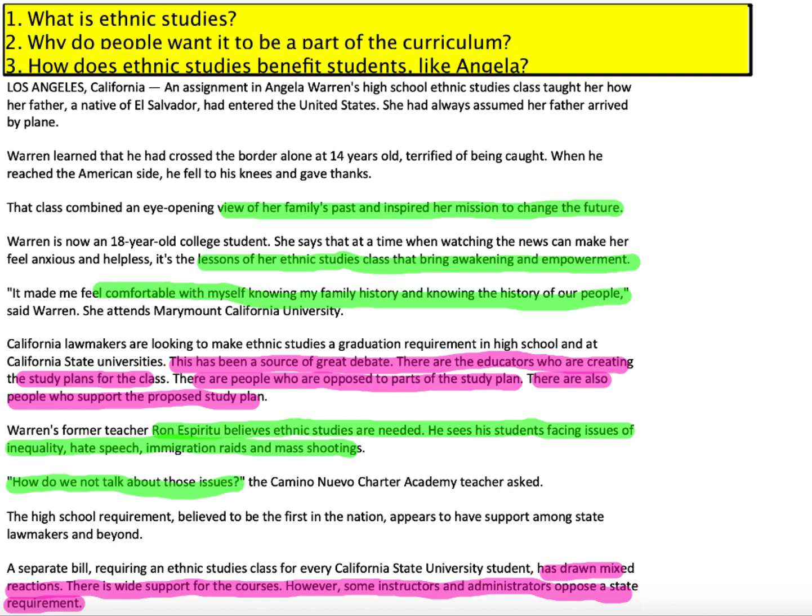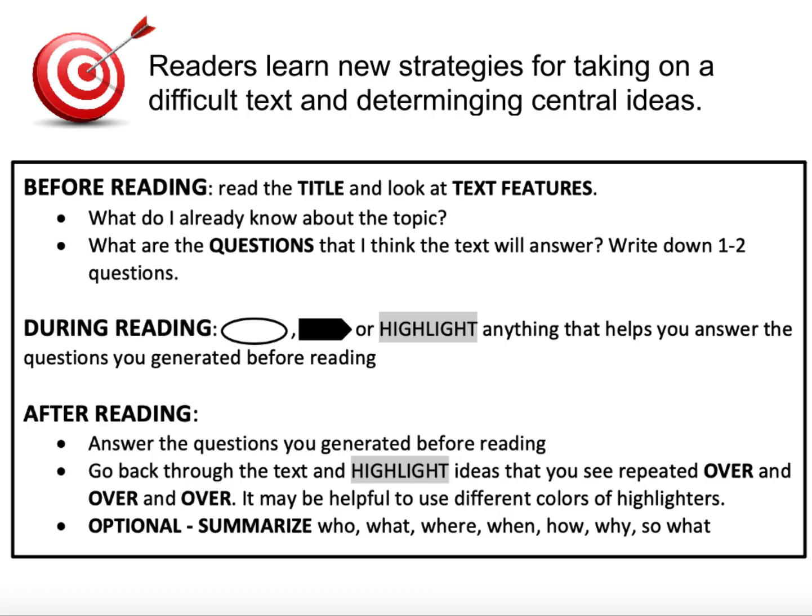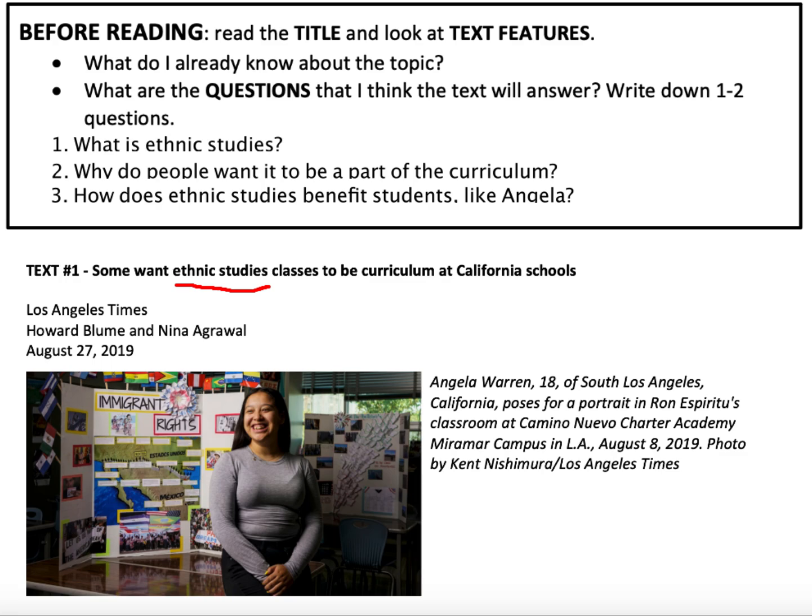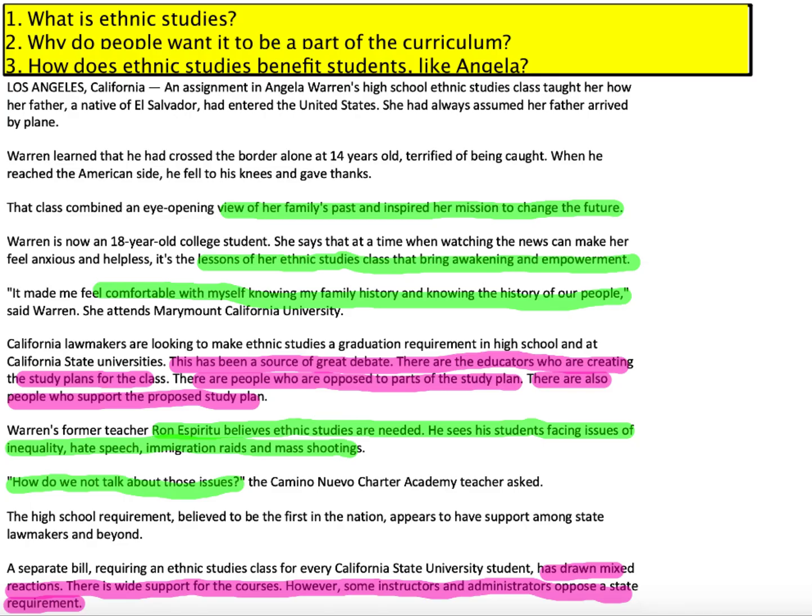So I would love for you right now to go back through, to start with the first text in your text set. And with your group, I want you to work through this strategy. Start by brainstorming those questions that you think the text will answer, and then begin reading the text and highlighting or marking or circling any evidence, any details that help you answer those questions. Okay, get started.